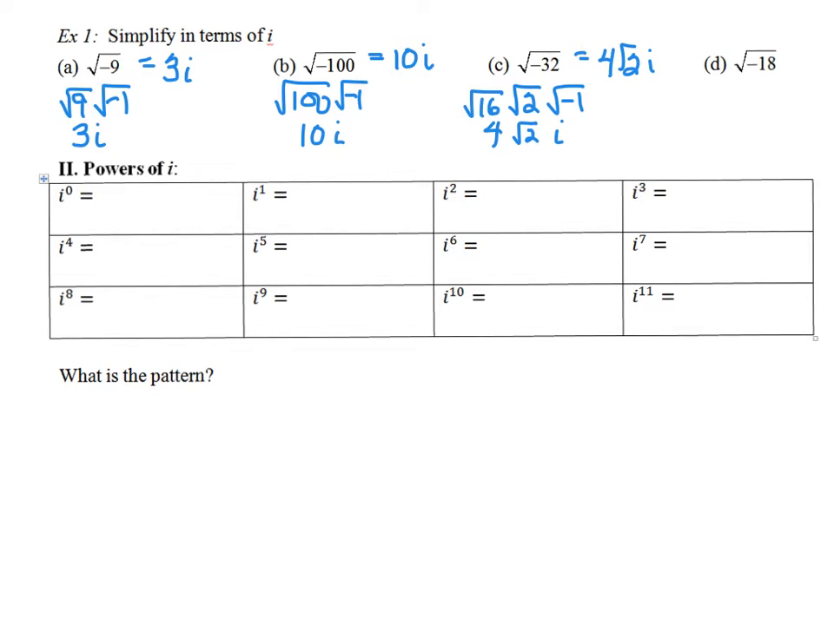Still an imaginary answer. When I try the square root of negative 18, we're going to have the square root of 9 times the square root of 2 times the square root of negative 1. That gives me 3 radical 2 times i for my answer.